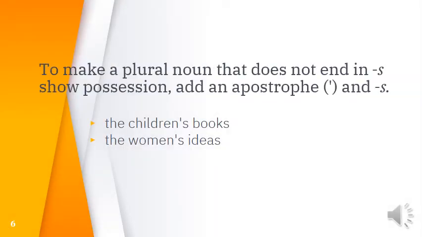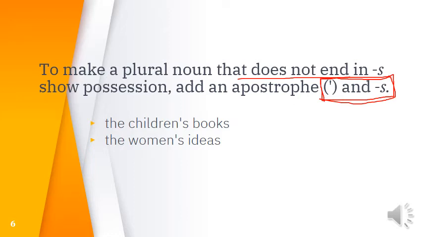These are other examples. To make a plural noun that doesn't end in S. Now, the plural doesn't end in S. It's an irregular plural like children, mice, moose, whatever. So to make a plural noun that doesn't end in S show possession, add an apostrophe and S. Okay, so what have we done here? We went back to the big rule. If we don't see an S in the noun, we go to the big rule. What is the big rule?